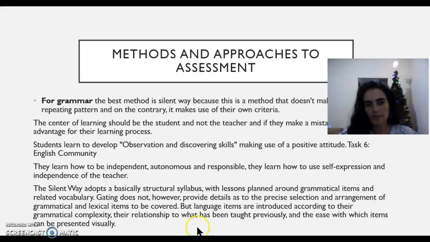For grammar, the best method is the silent way, because this is a method that doesn't make use of repeating patterns; on the contrary, it makes use of their own criteria. Students learn to develop observation and discovering skills. They learn how to be independent, autonomous, and responsible. They learn how to use self-expression and independence from the teacher.